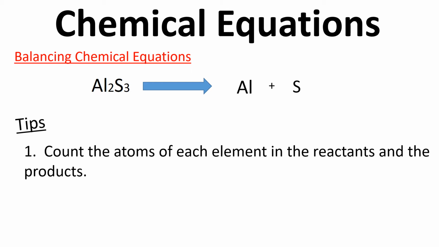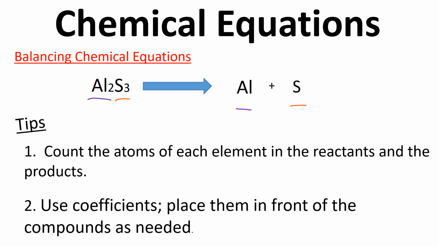So if we look over here, we've got 2 aluminums right there, and over here we only have 1. So the aluminums are not balanced. At the same time, we have 3 sulfurs over there, and we only have 1 sulfur there, so those sulfurs are not balanced. So now we've got an idea of a couple of atoms that are not balanced. Some of them might start off balanced, and that's fine.